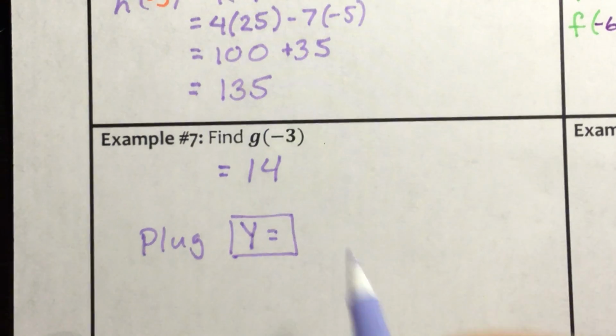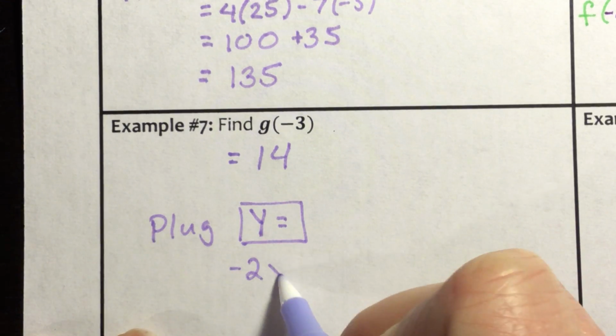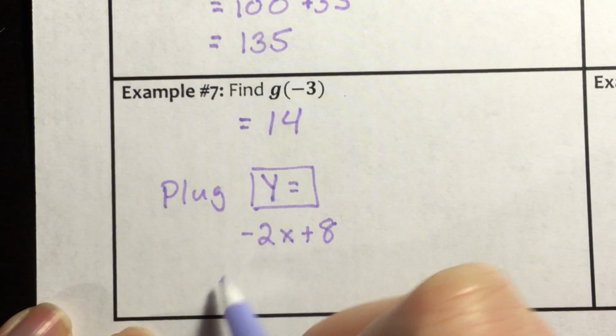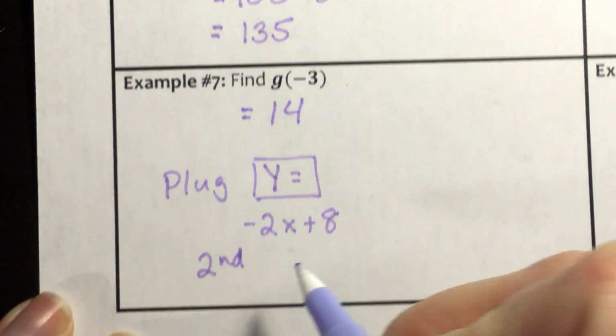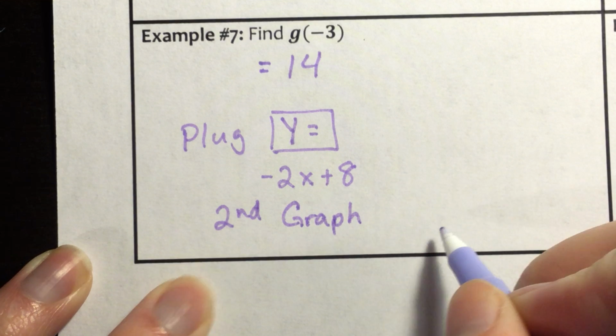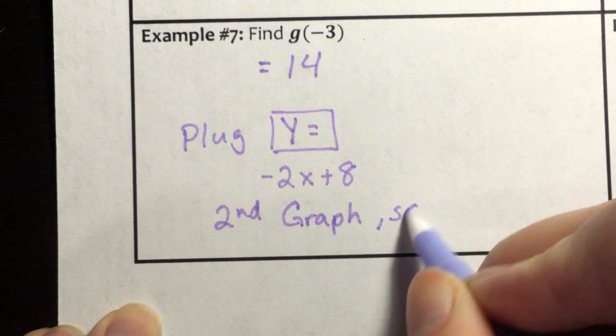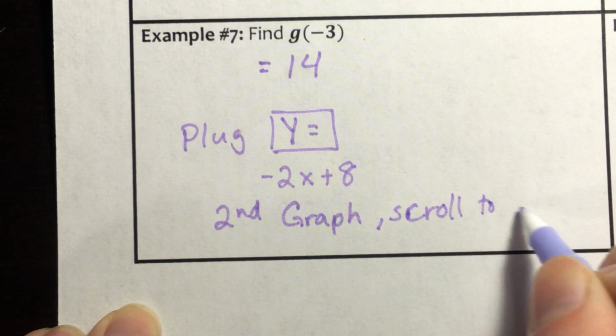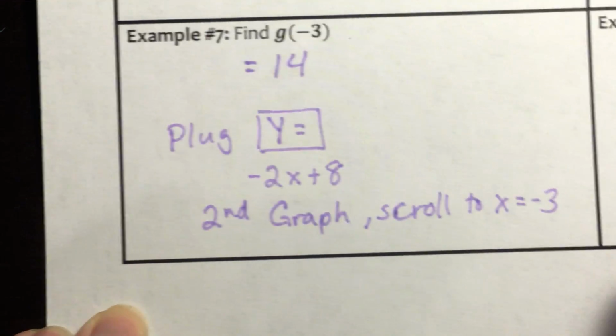Okay, so into y equals, you plug -2x plus 8, and then you hit second graph to get the table, and you scroll to x equals -3.